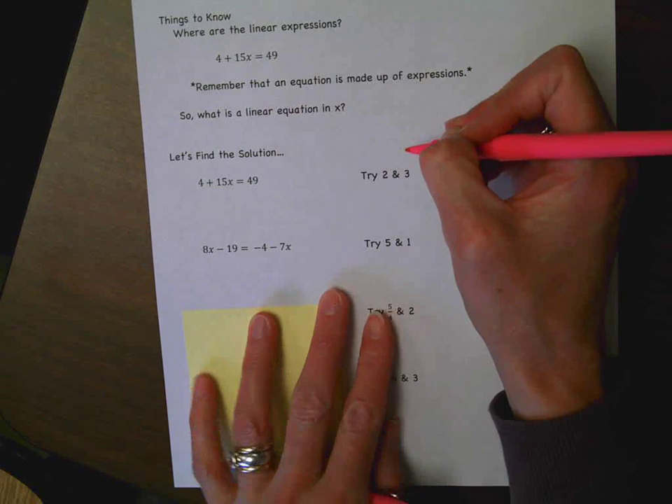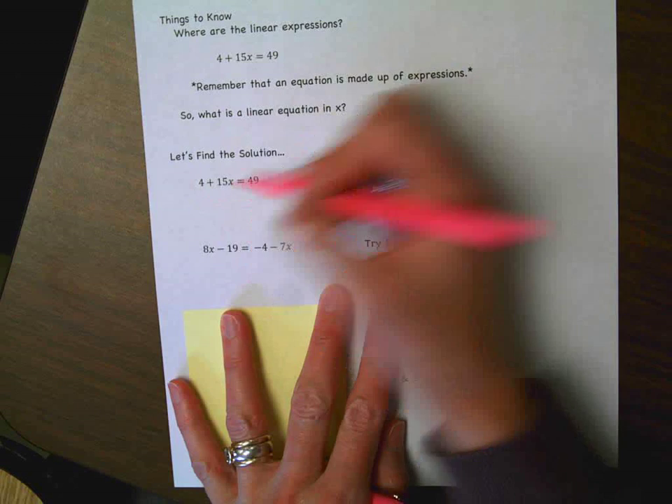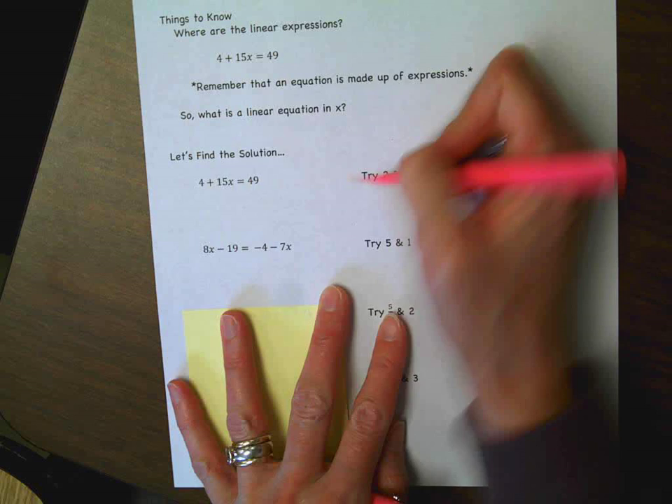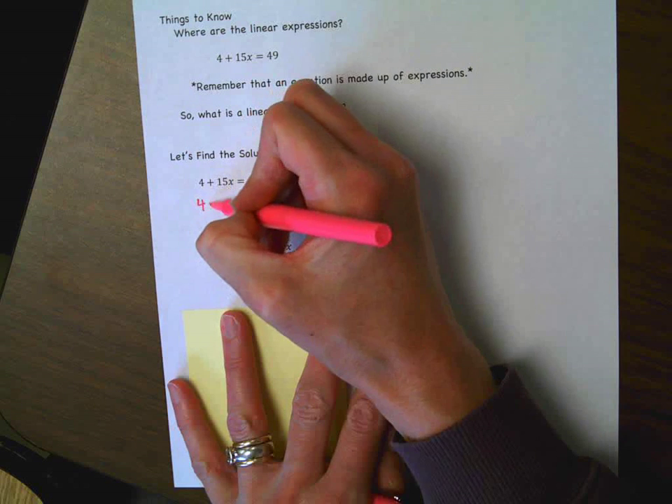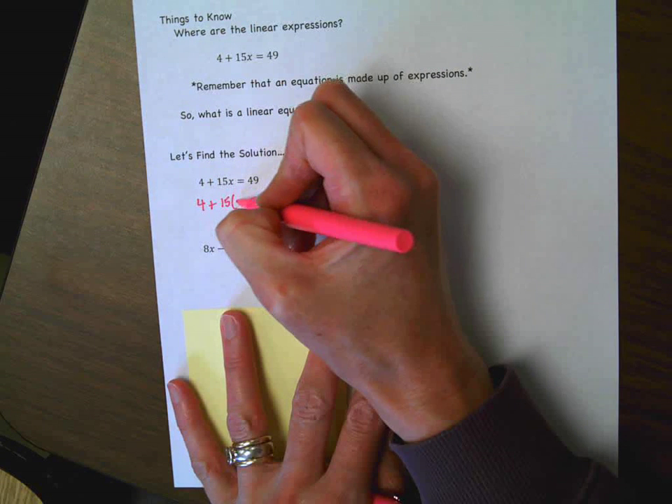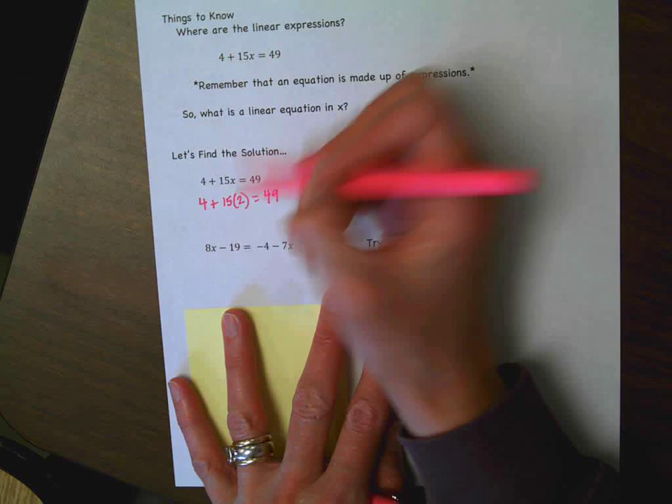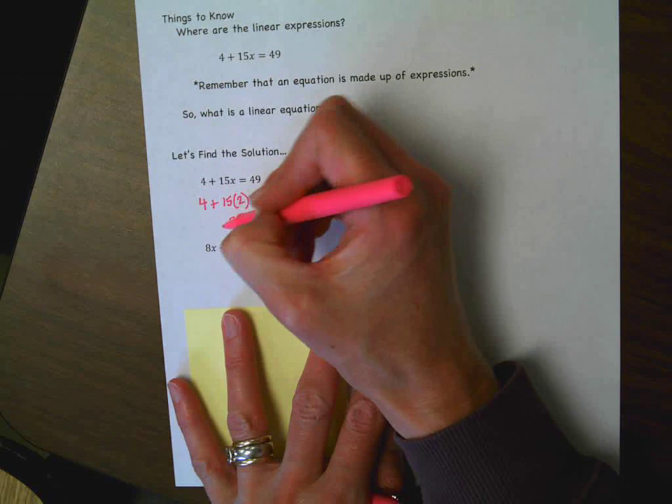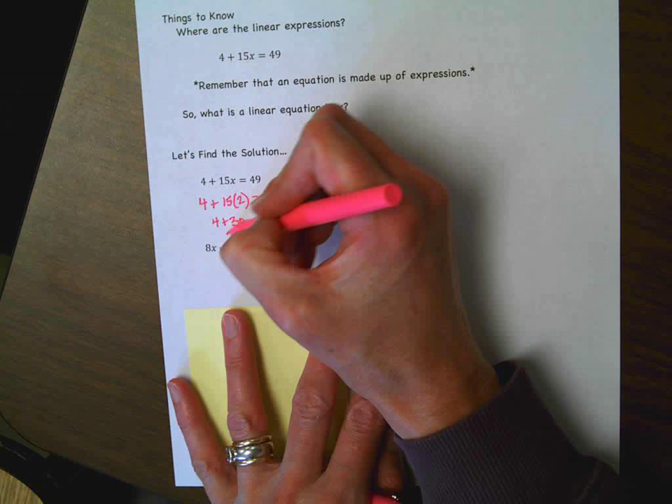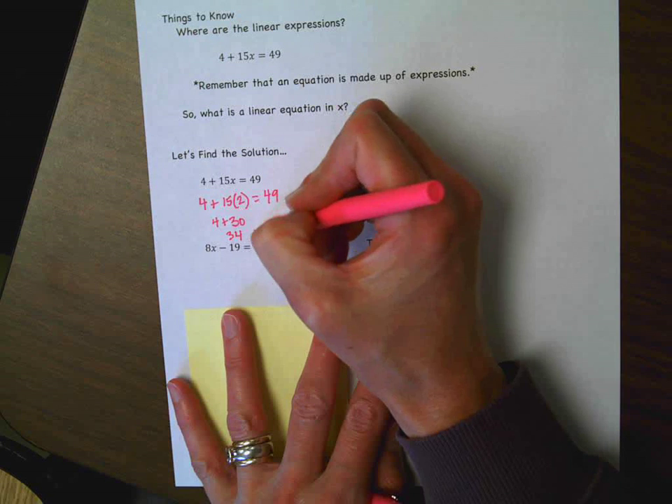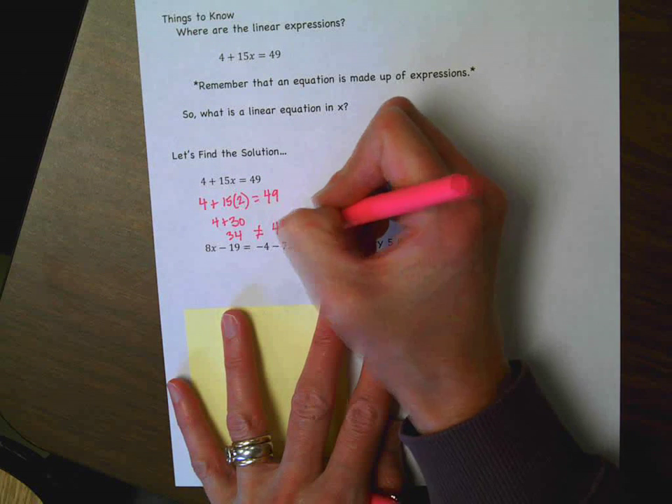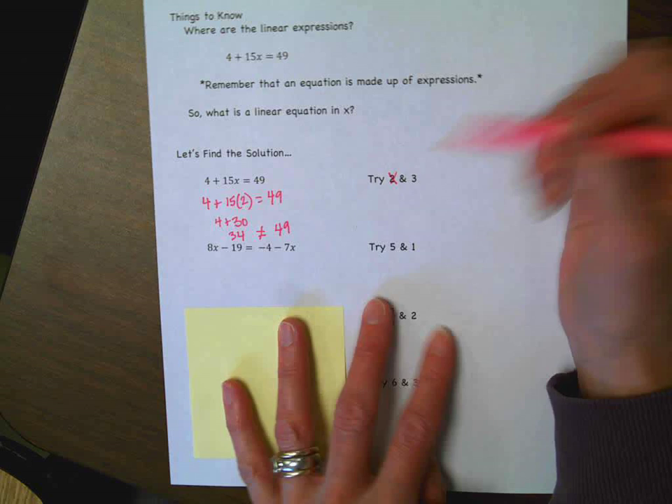Really fast, and show what you're supposed to do on this. Okay, so going back up to this one, even though we already solved it. Basically, what they're saying, try 2. So we're going to do 4 plus 15 times 2, and it's supposed to equal 49. And when we do it, we know that 15 times 2 is 30. We know that 30 plus 4 equals 34. And so we've just proven that 2 cannot be the correct one.